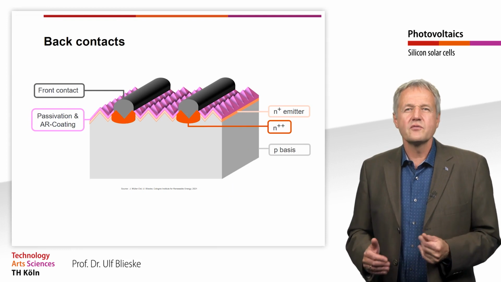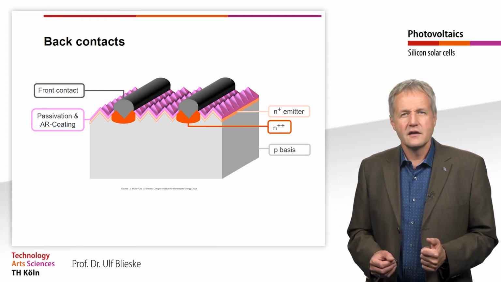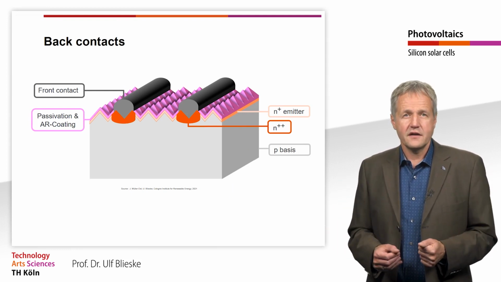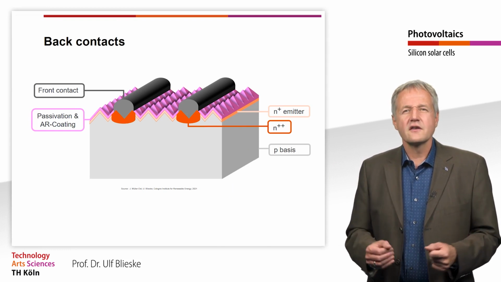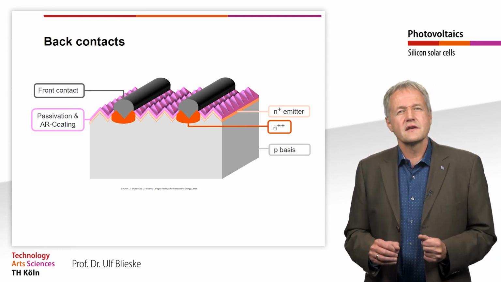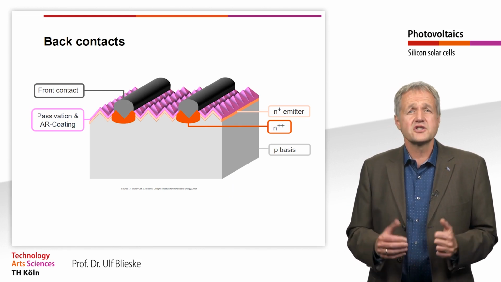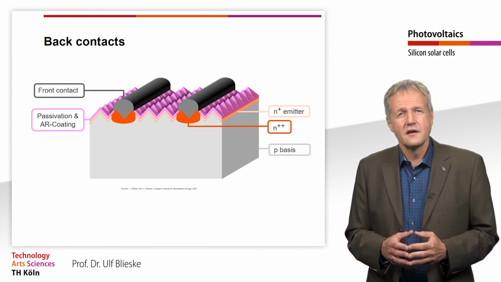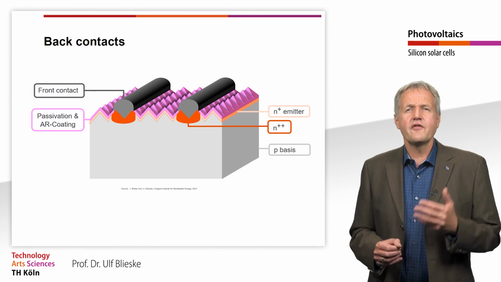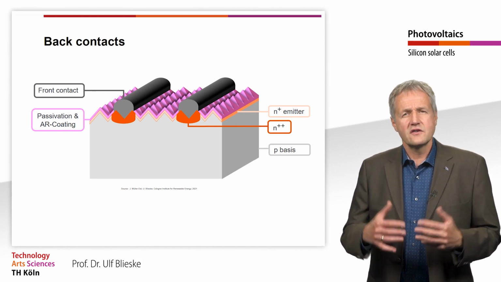We have now dealt with the front side of the solar cell. But what about the back side? Of course, surface recombination occurs on the back side of the solar cell just like on the front side. The structure here is therefore quite similar to that on the front.